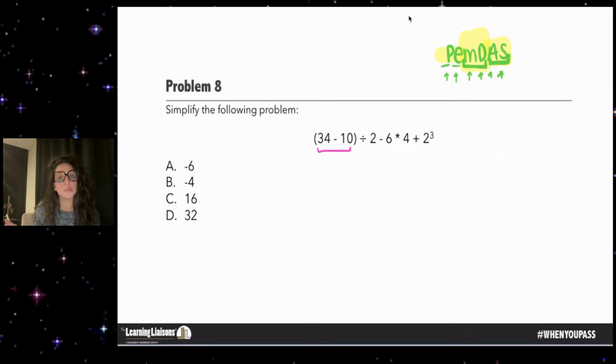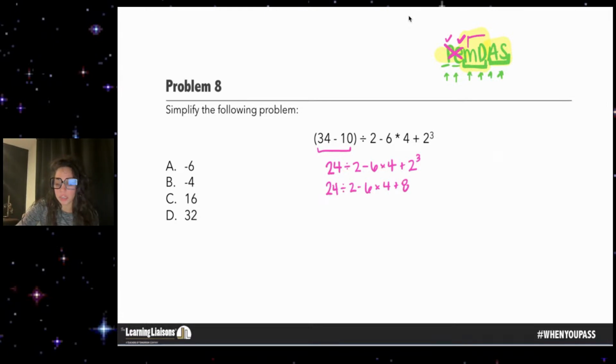So 34 minus 10 is in parentheses, so I'm going to do that first. 34 minus 10 is 24, divided by 2 minus 6 times 4 plus 2 cubed. You'll notice that I am going to write every single step below. 2 cubed, 2 times 2 times 2, is 8. Exponents taken care of. I am not going to do more than one thing in one step. Parentheses and exponents are done.